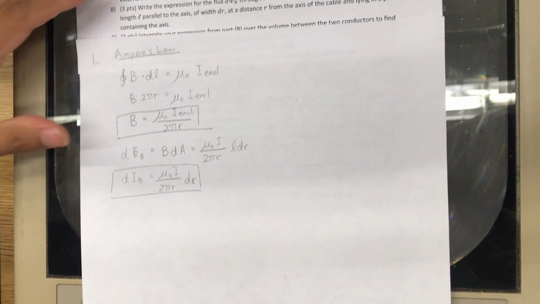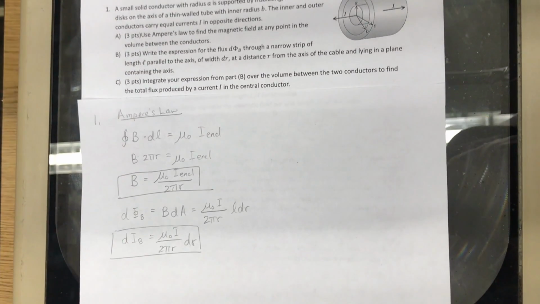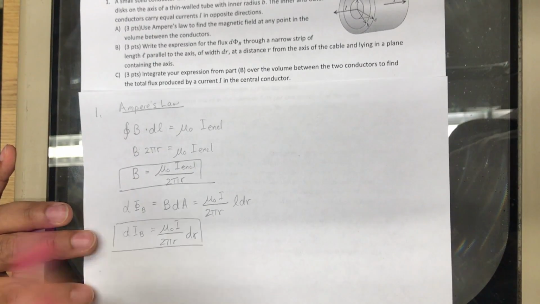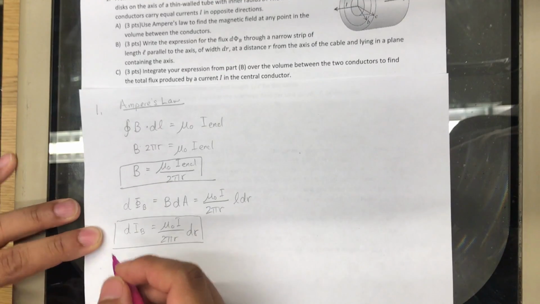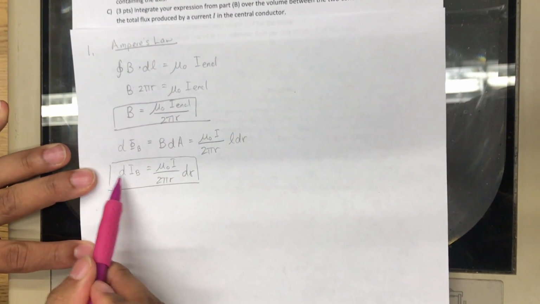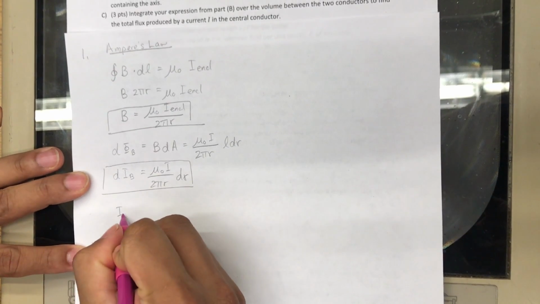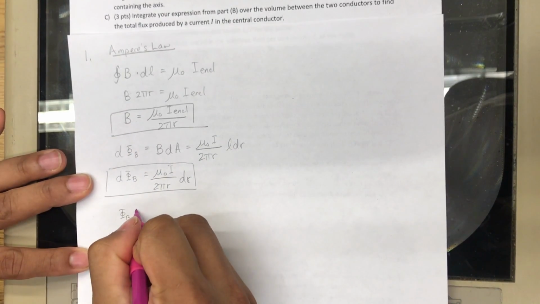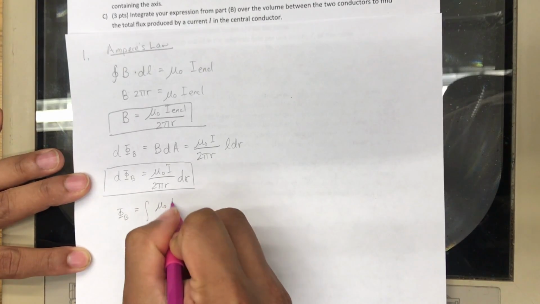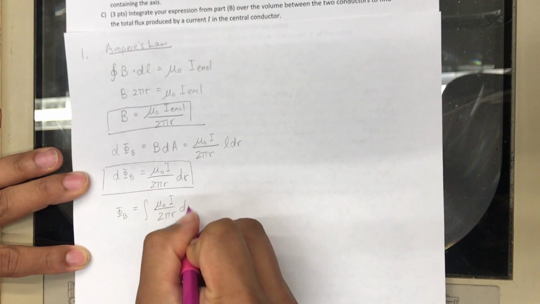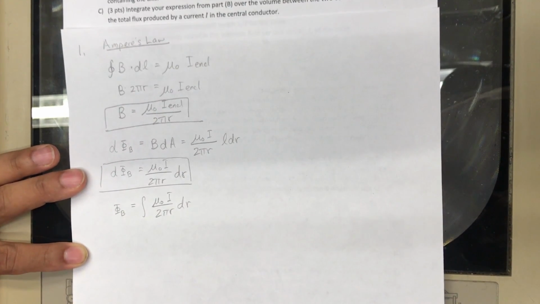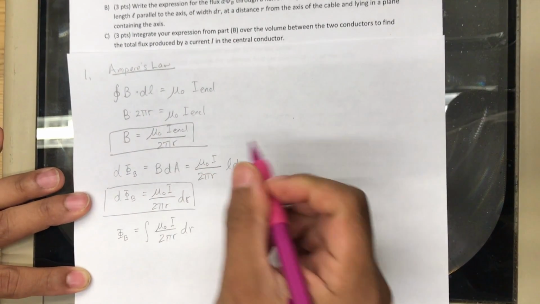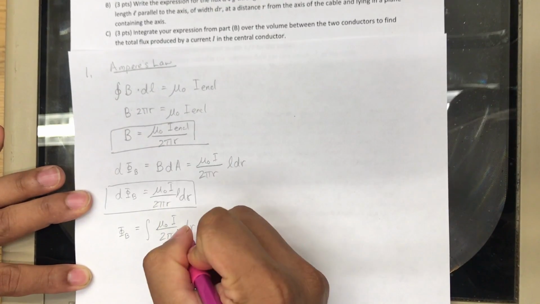So part C: integrate your expression from part B over the volume between the two conductors to find the total flux produced by current I in the central conductor. So let's integrate. When we integrate the left side of this equation, we will get phi b, which is the magnetic flux, and we will get the integral of the right hand side. I forgot to place L dr here.